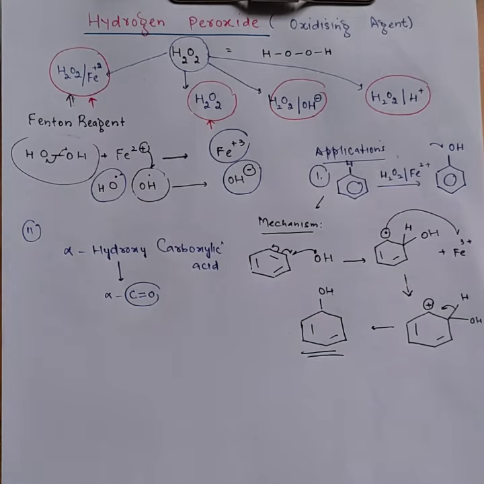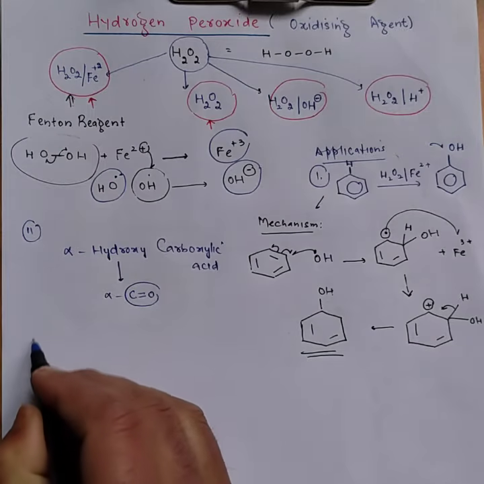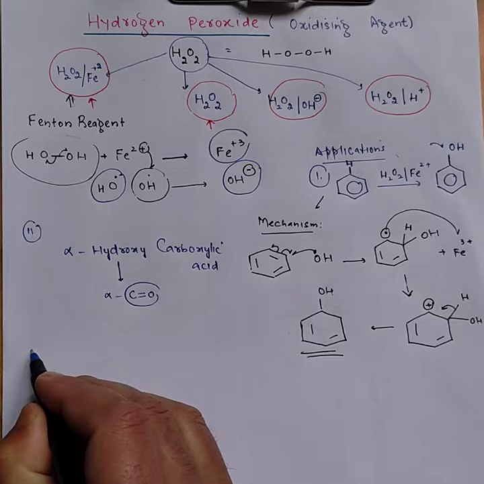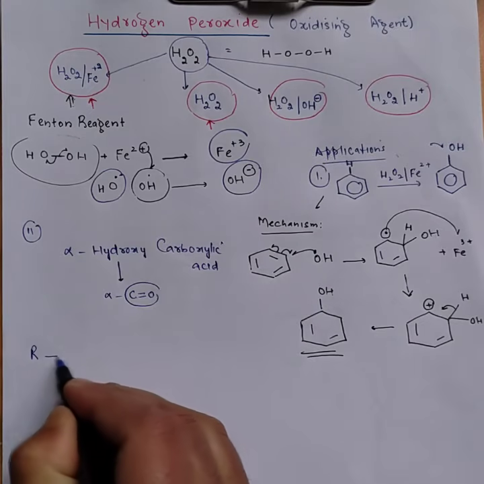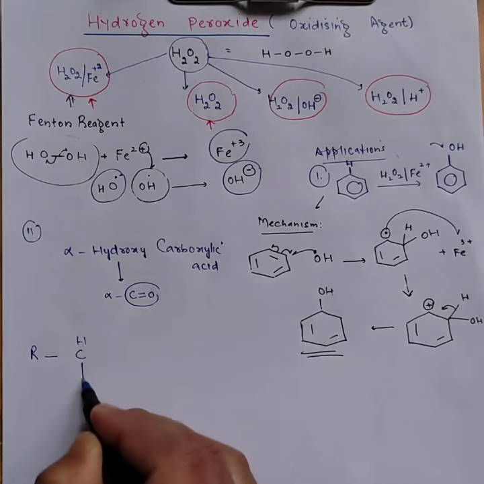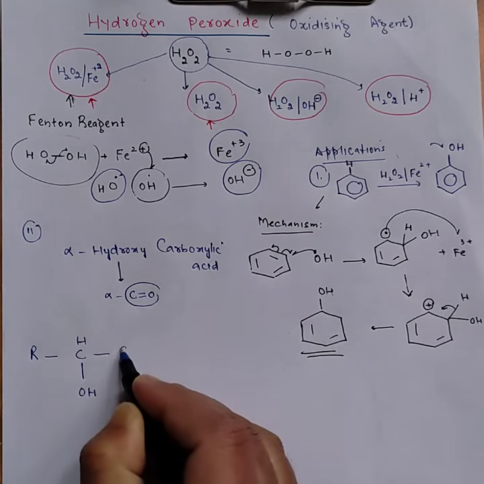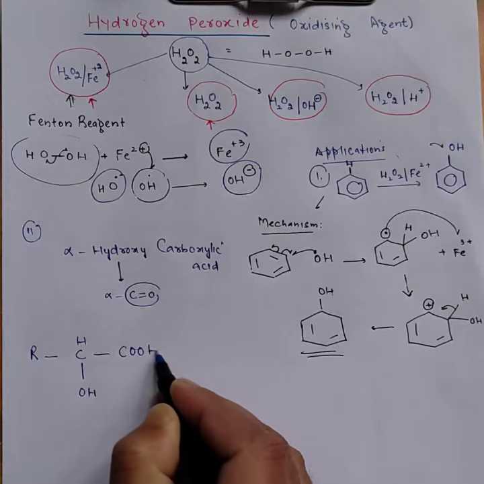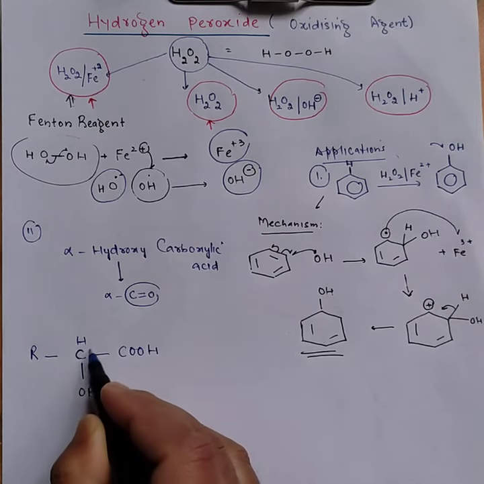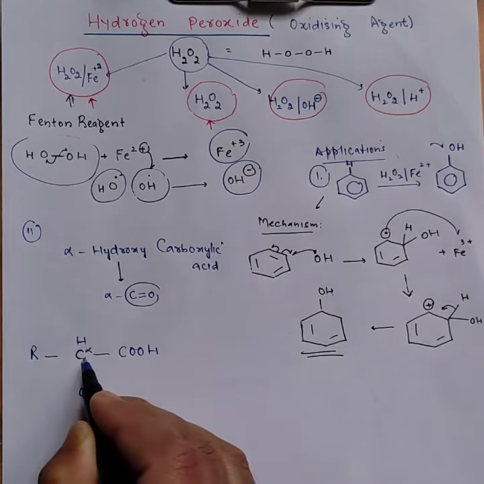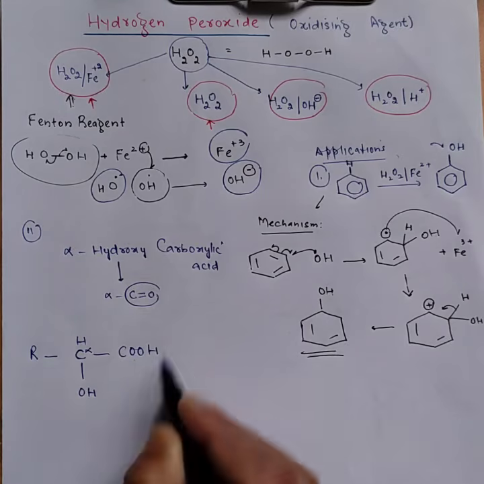Let's take the example. Let's have example. This is a compound. This is hydroxyl group. So this is your alpha carbon because this is functional group. Next to that is alpha hydroxy carboxylic acid.